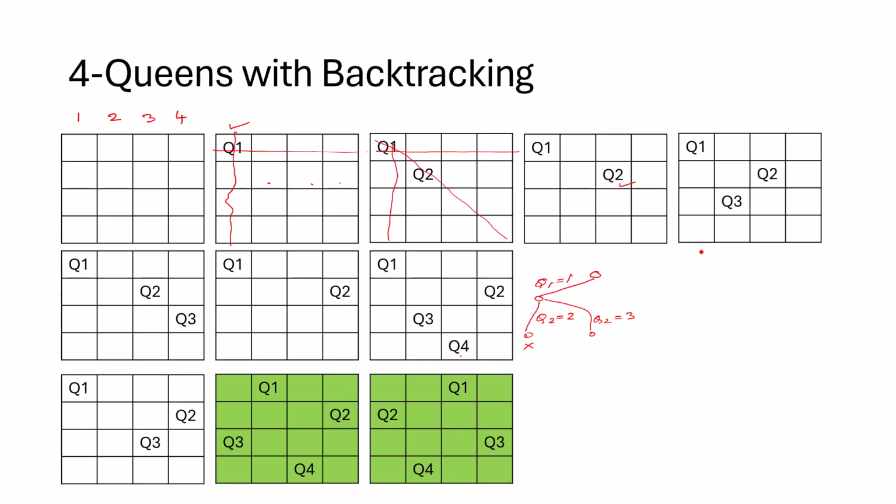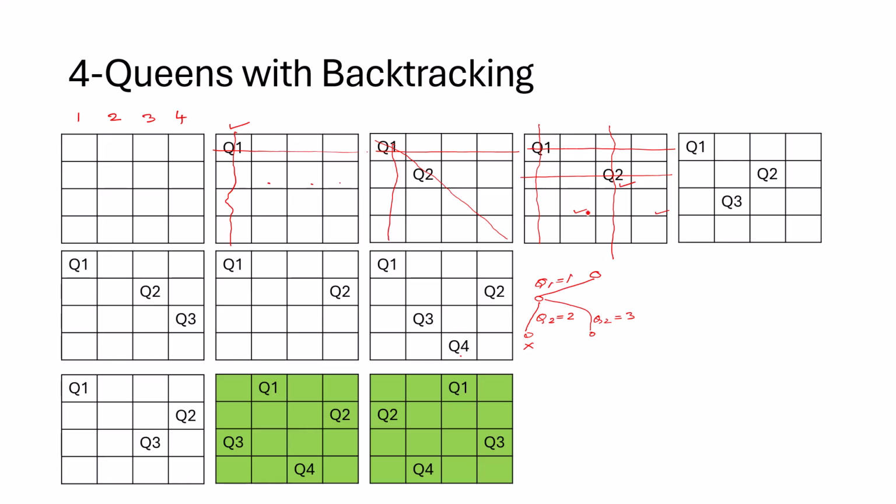Once we put q2 in the third column, the first 2 rows are out. Then for queen 3, where can we place it? You can see that this is out because of q1. Now this is out because of q2. This column is also out because of q1. This column is out because of q2. Okay. So what remains is that I can put q3 here or here.